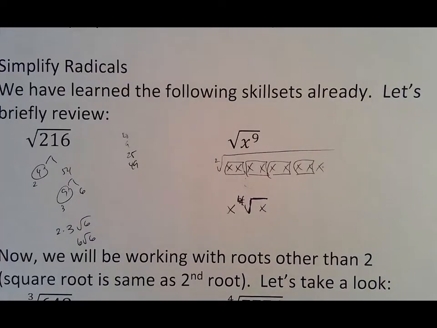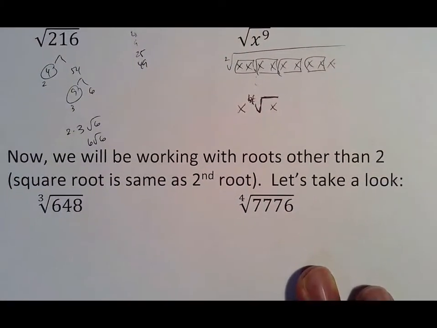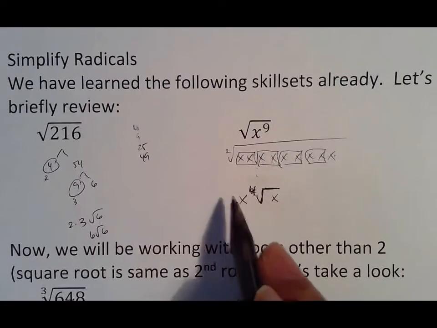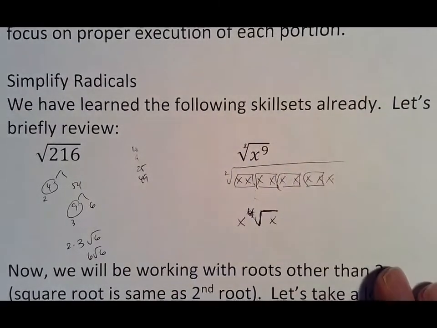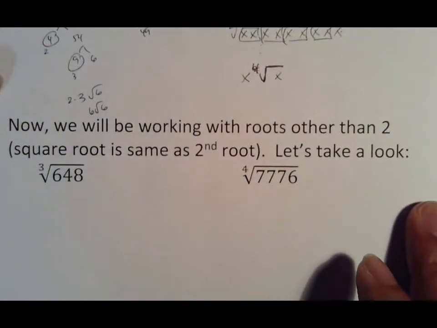So again, that's the 2 things that you need to be ready for. Just make sure that you're adjusting those to whatever else is in here, because it is going to get very interesting. Now we're going to be working with roots other than 2. Square root is the same as second root. As I said, there's an invisible 2 right there, but other root numbers will also work. So, third root of 648.